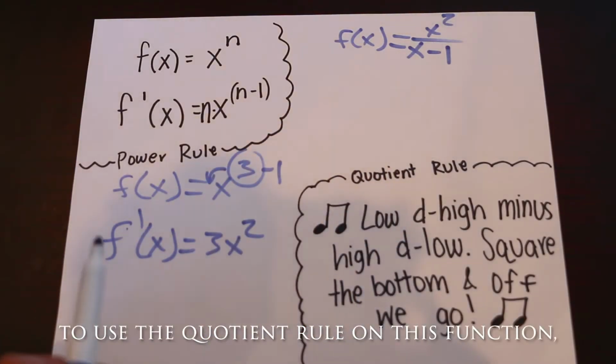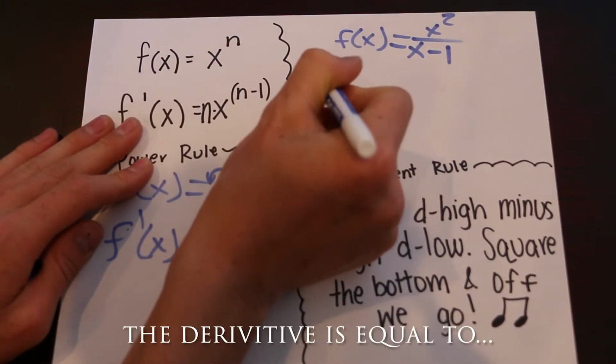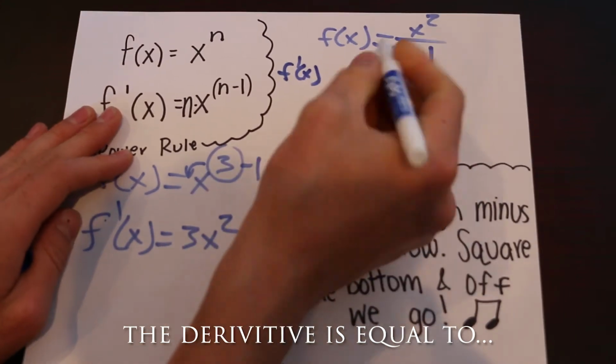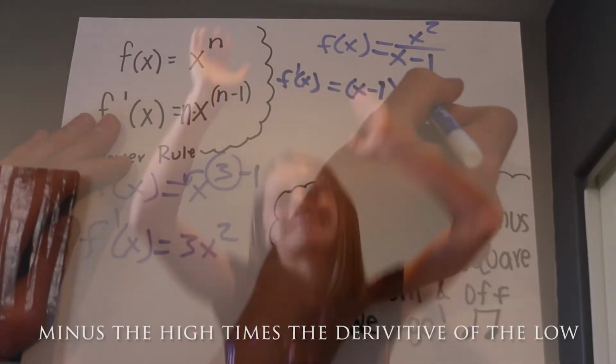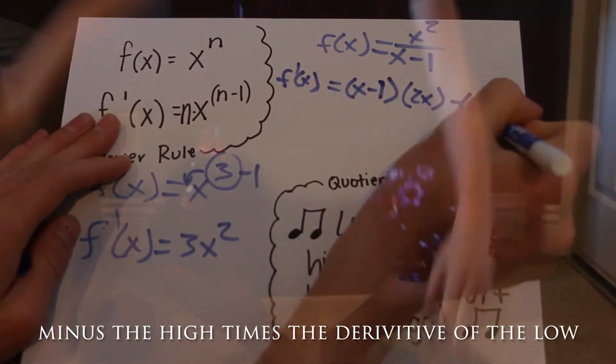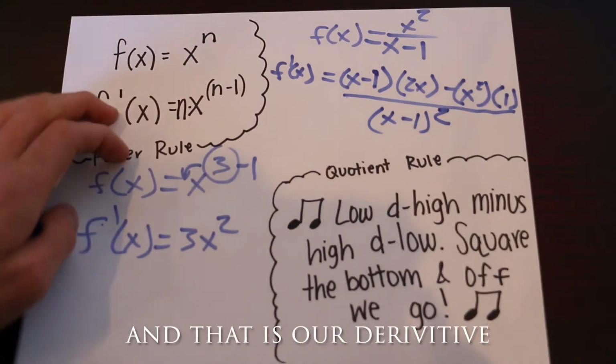To use the quotient rule on this function, we would just use the song. So we would do the derivative is equal to the low times the derivative of the high minus the high times the derivative of the low. And then square the bottom, off we go. And that is our derivative.